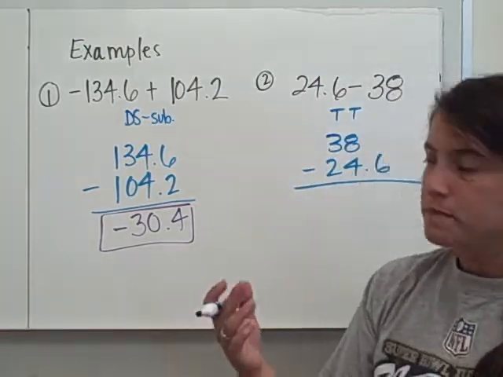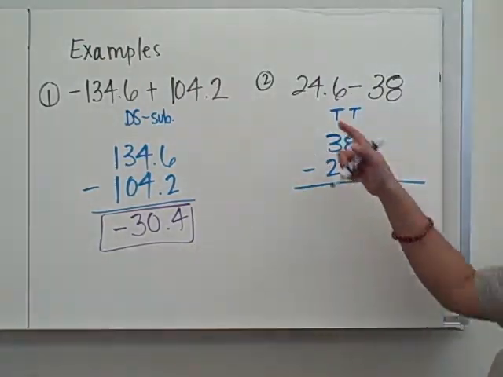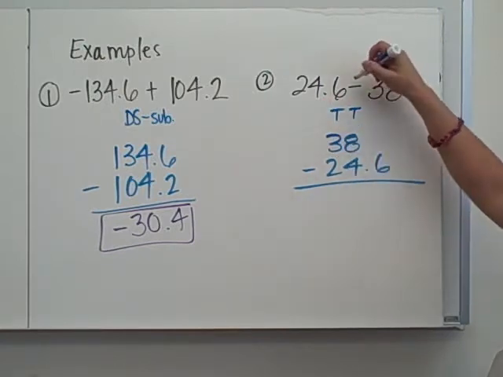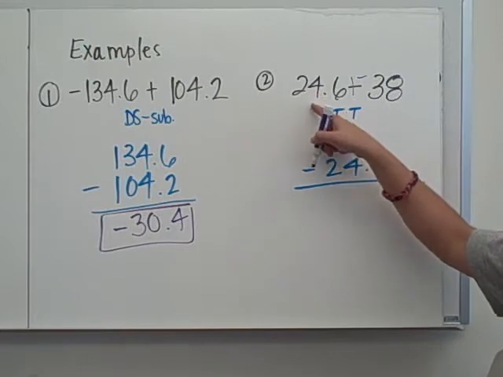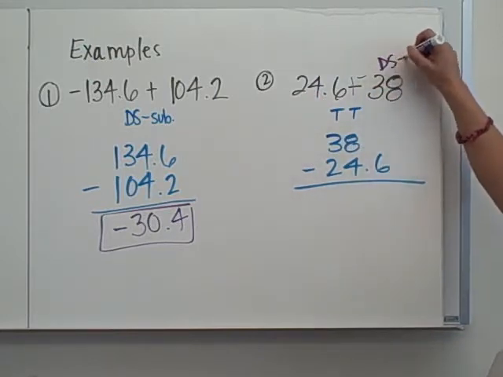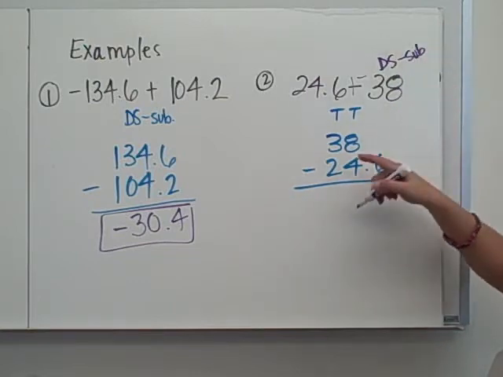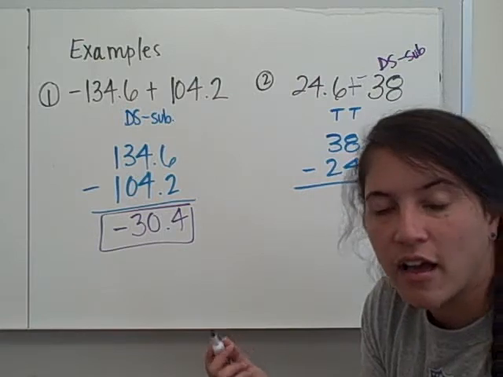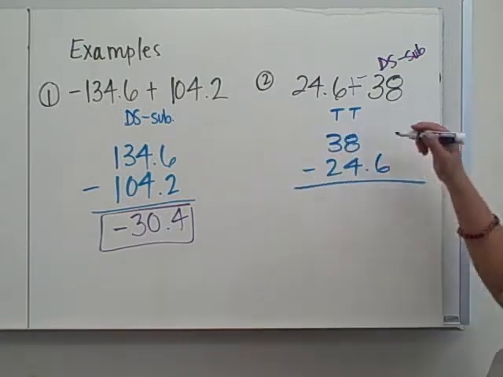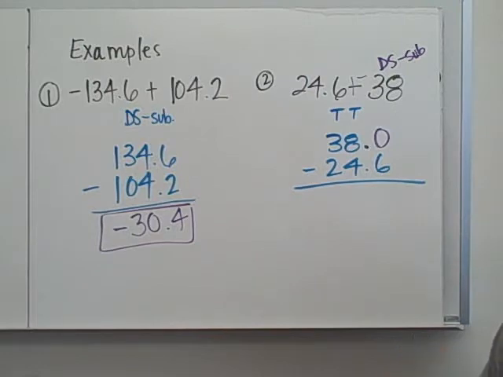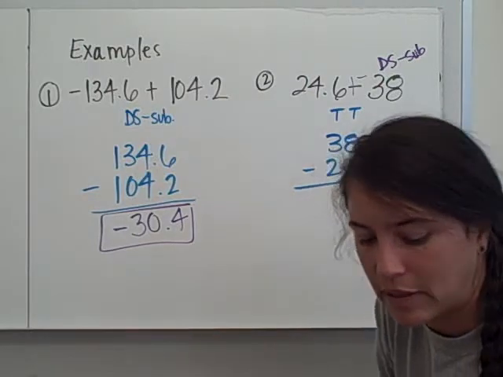Let's do another example. Example 2, 24.6 minus 38. So you need to touch twice. And now it is 24.6 plus negative 38. I have different signs, so I'm going to subtract. I already put 38 on top. Notice 38 doesn't have a decimal point, so I'm going to put it at the end. And I'm going to use a 0 as a placeholder. So that's what we were talking about, using zeros as placeholders.